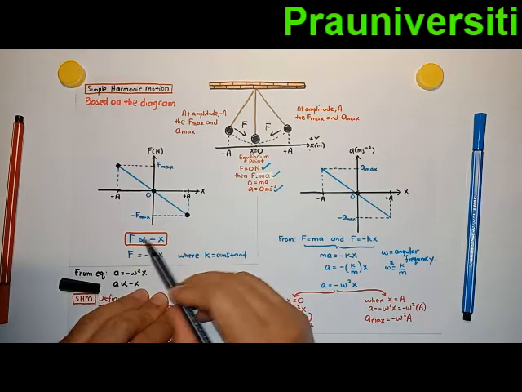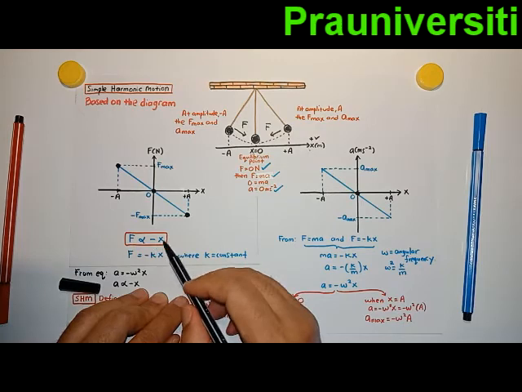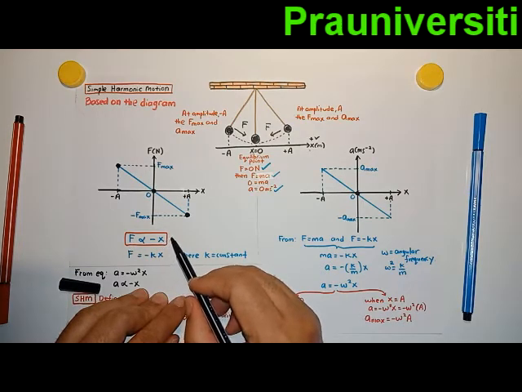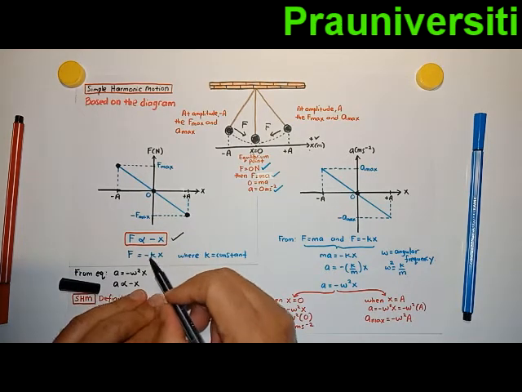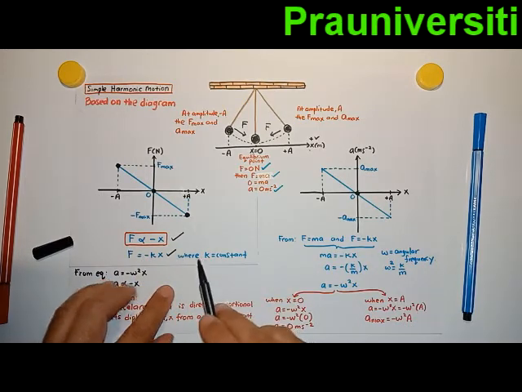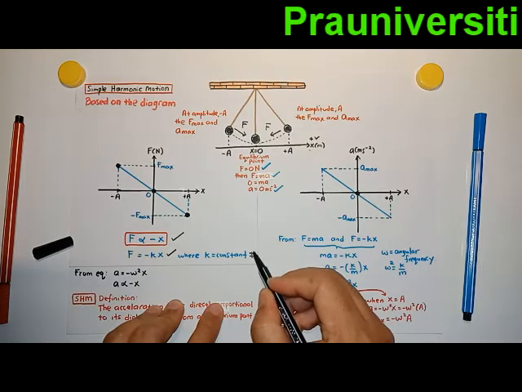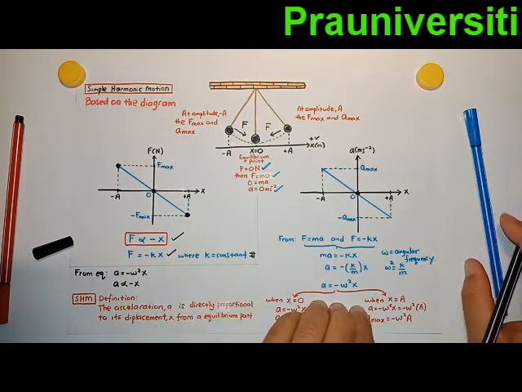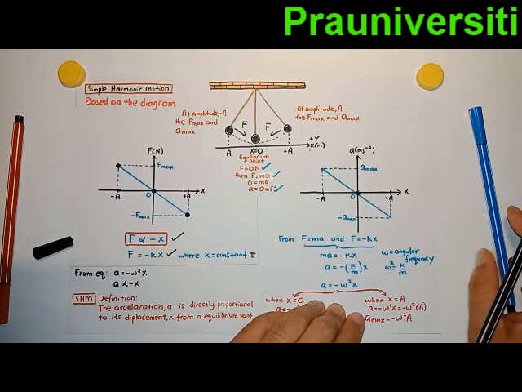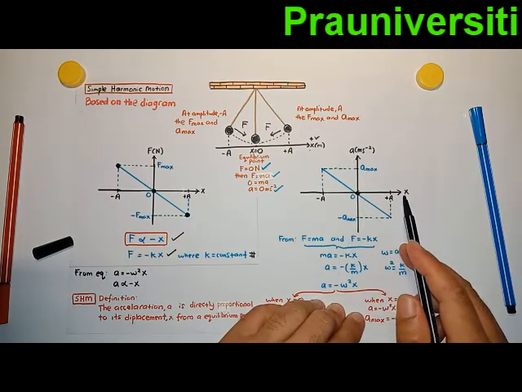And then from the graph, we have F is directly proportional to negative displacement. Then we rearrange the equation, so we have this equation where k is a constant. Then we go for the graph of acceleration against the displacement.